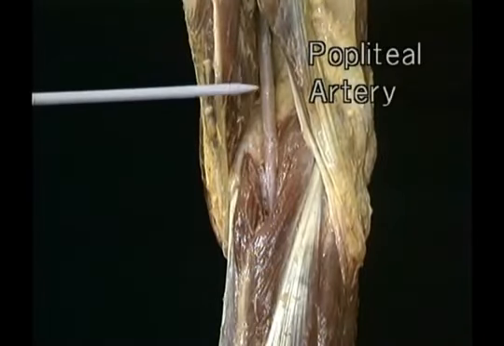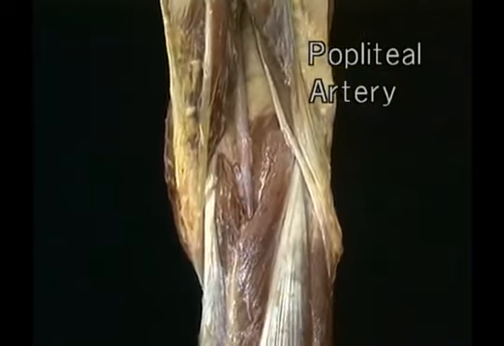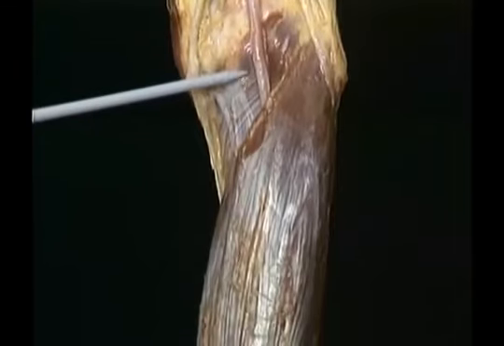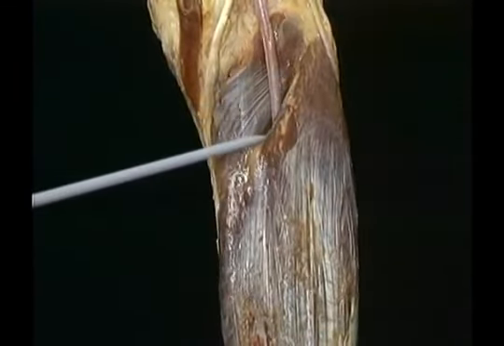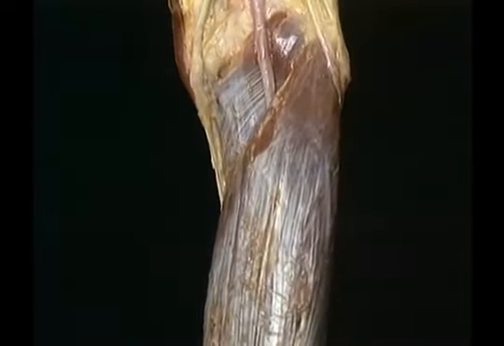Here's the popliteal artery, passing between the two heads of gastrocnemius. Its branches to gastrocnemius have been removed. The popliteal artery runs down the back of the popliteus muscle, then passes through the fibrous arch in the origin of soleus. We'll remove soleus.